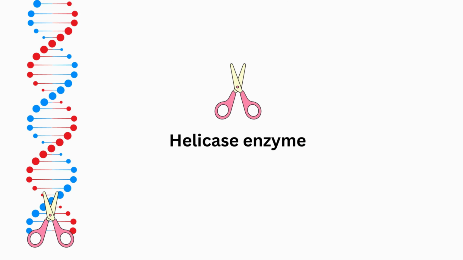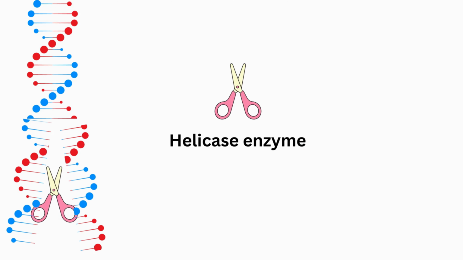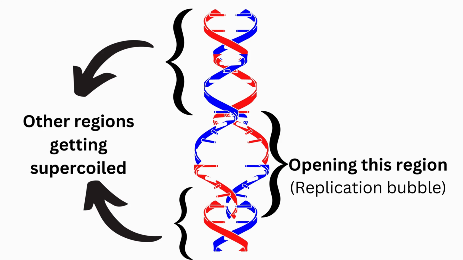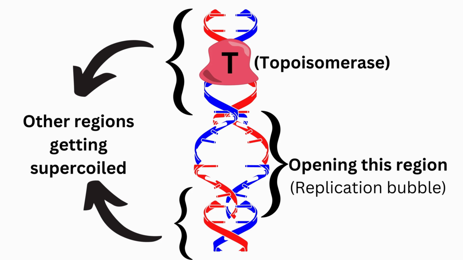Then helicase, which is an enzyme, will start breaking or splitting apart the 2 strands while opening this small section of DNA which is going to form the replication bubble. The parts that precede and succeed this replication bubble are bound to get supercoiled. In order to maintain the structure of the DNA which precedes and succeeds this replication bubble, we have an enzyme called Topoisomerase. It prevents supercoiling of the other sections of the DNA while the replication bubble is being formed.